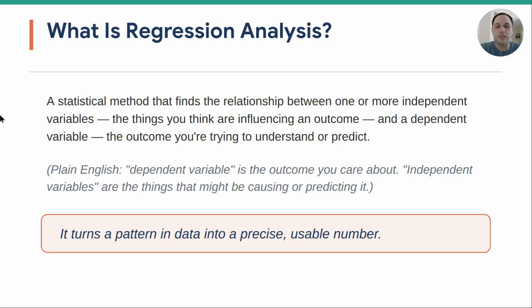Regression analysis is a statistical method that finds the relationship between one or more independent variables, the things you think are influencing an outcome, and a dependent variable, the outcome you're trying to understand or predict. The dependent variable is the thing you care about: sales, subscription length, satisfaction. The independent variables are the things that might be causing or predicting it: price, usage, ad spend. Regression measures how much the dependent variable moves when each variable changes. That's the whole idea.